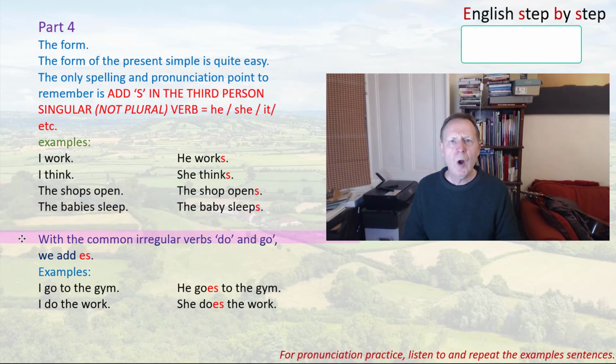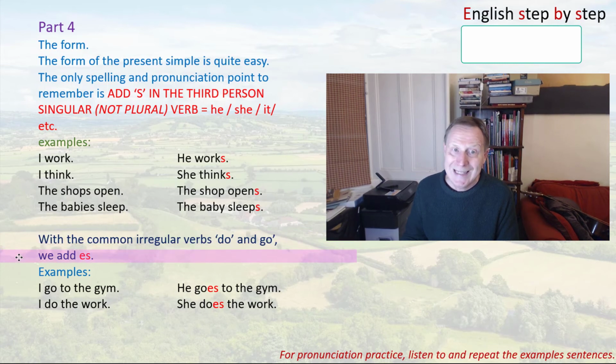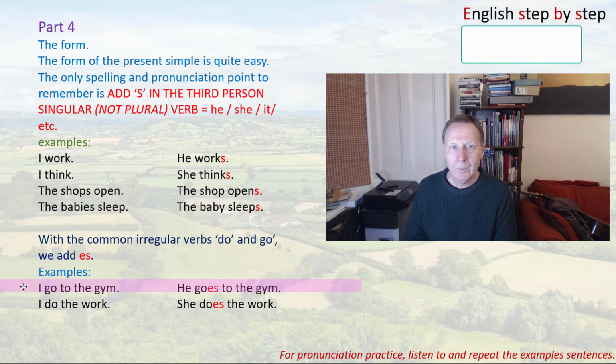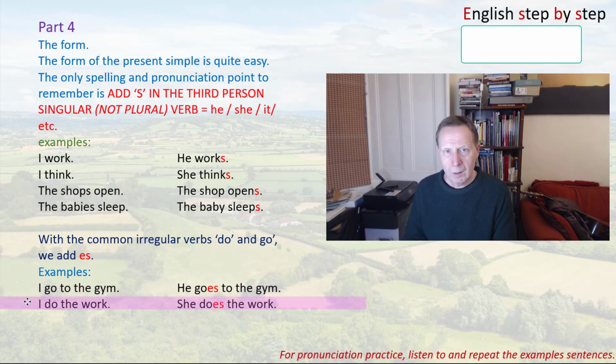Now, with common irregular verbs do and go, these are irregular verbs because the form often changes in other tenses. But with these very common irregular verbs, we have to remember to add es at the end for the third person singular. Examples: I go to the gym, he goes to the gym. I do the work, she does the work. And remember the pronunciation. He goes, she does.